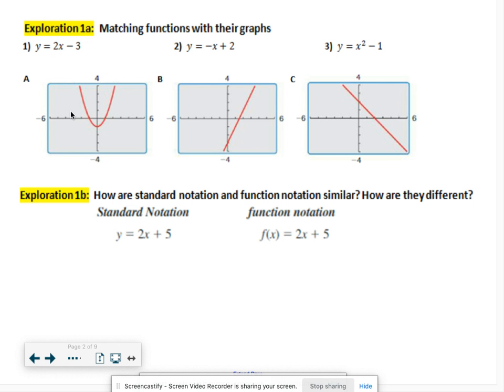Okay, our first job is to take these three equations and match them with their graph. So I guess let's do process of elimination. Which equation looks different compared to the other two? Three, right? Because it has that x squared. Now which graph looks different compared to the other two? A. So those go together. So this one is A.